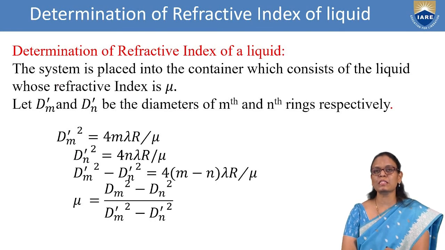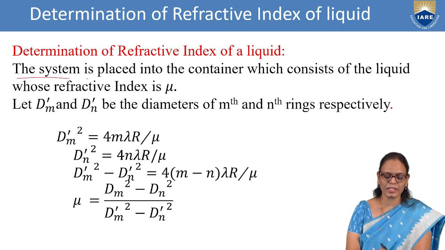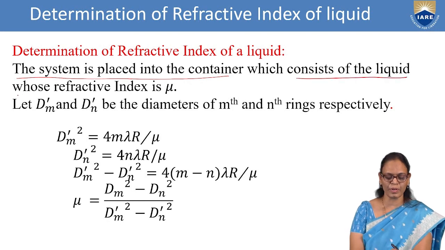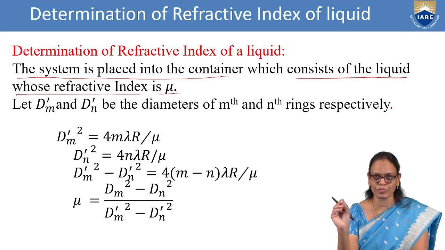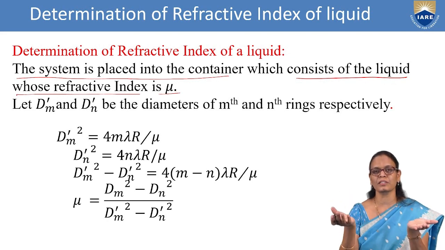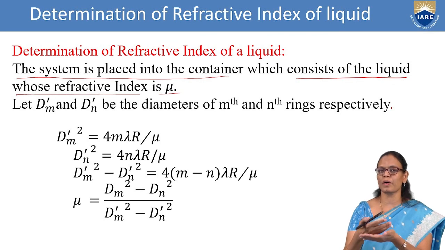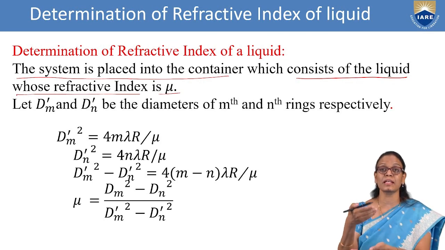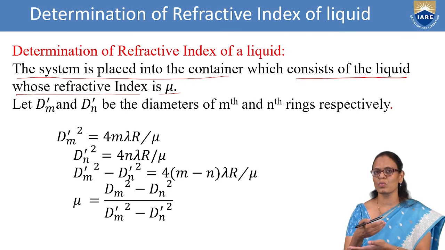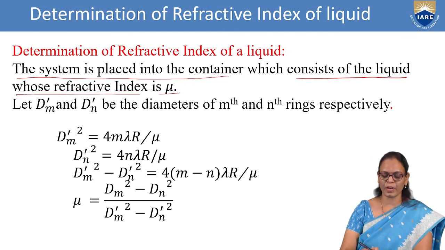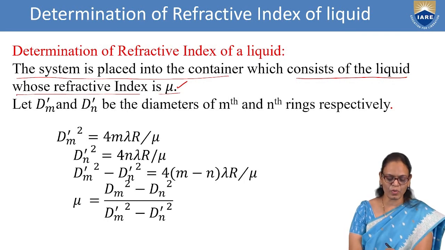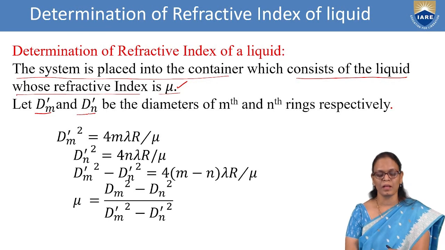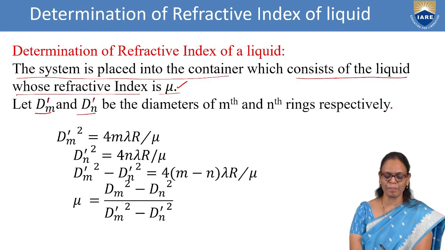Now the system is placed into a container. The entire system is placed in a container which consists of the liquid whose refractive index is mu. So the liquid whose refractive index we have to find is taken in a trough or in a container. And the setup of the plain glass plate with the convex lens is kept inside that liquid whose refractive index we have to find. Let the refractive index of the liquid be mu. Now with this setup, we are going to find the diameter of the rings. Now, dm prime and dn prime be the diameters of the mth and nth rings.